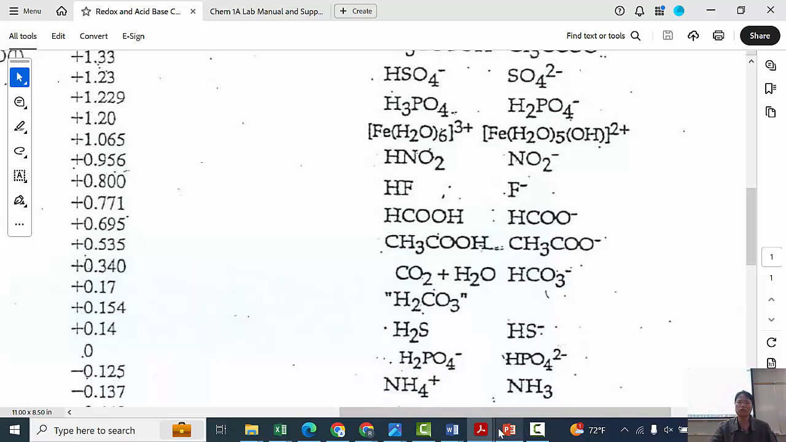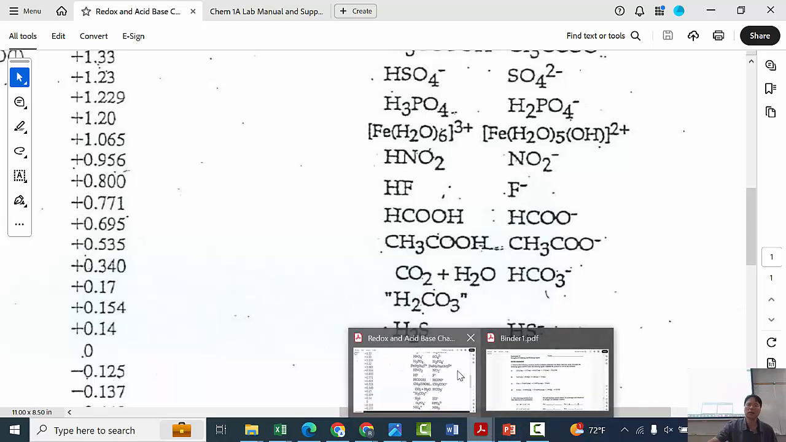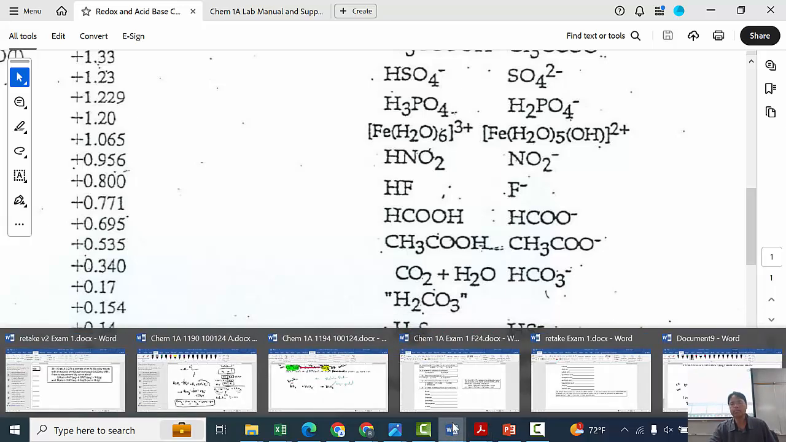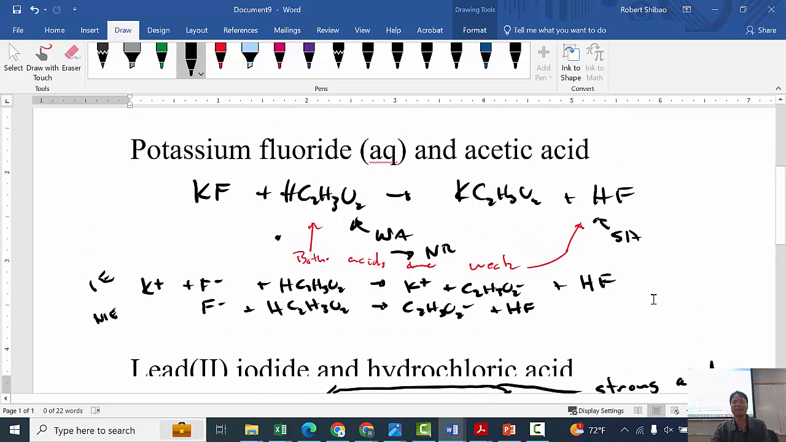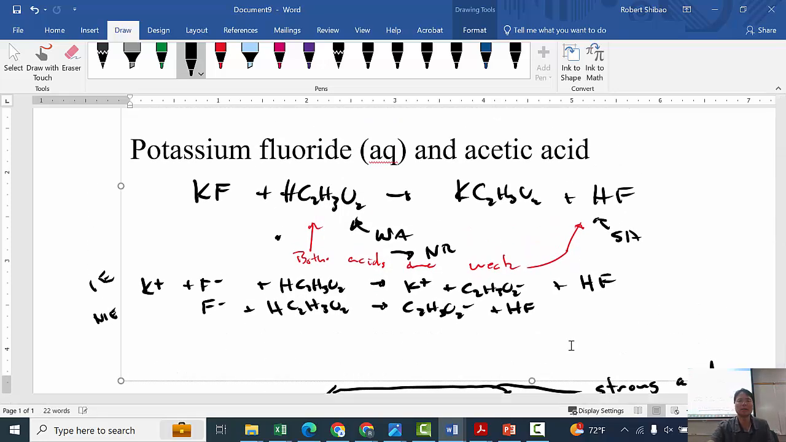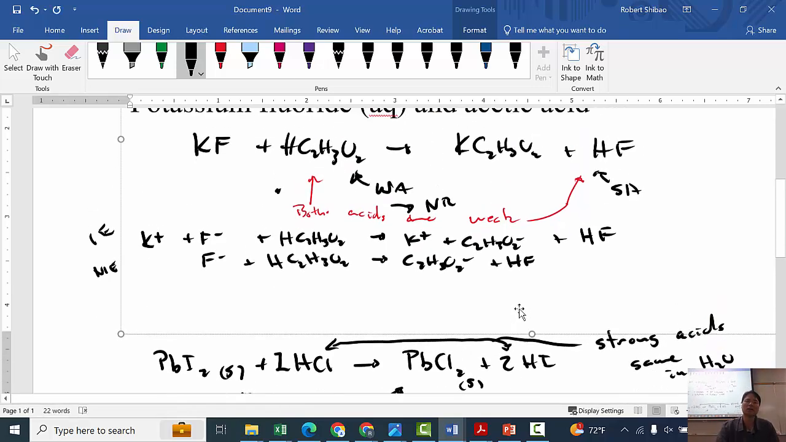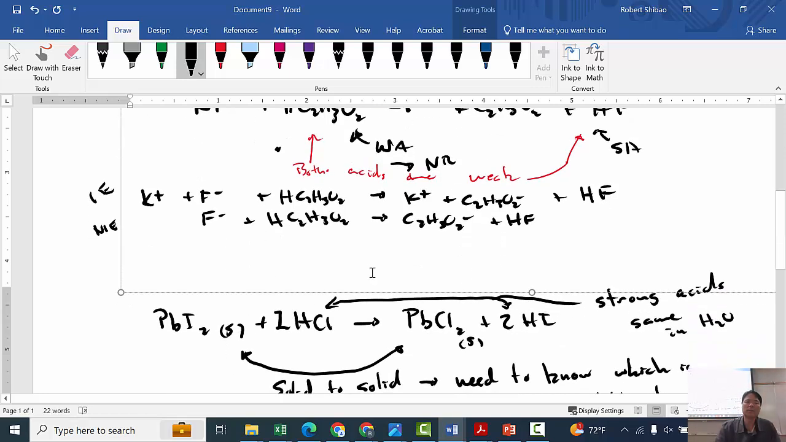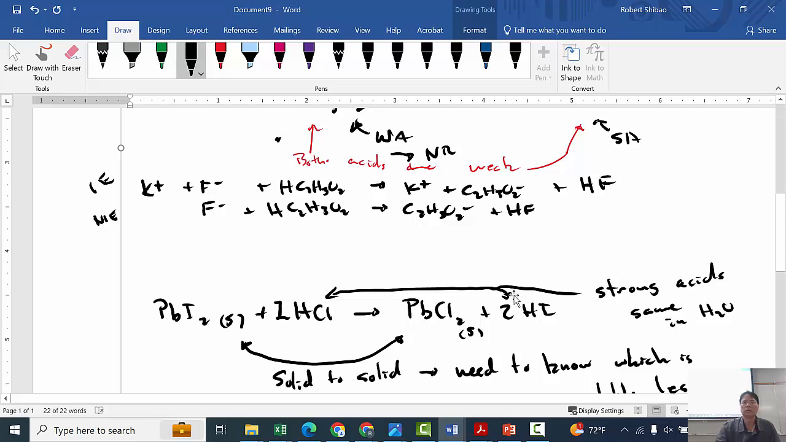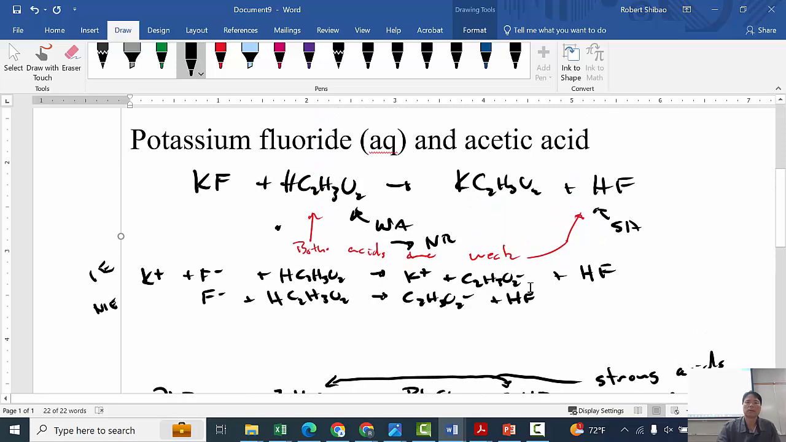And then some people had the charge on acetate. They left the charge on there. And so there are some minor things. For me, I like to write acetate like this, because it just makes double replacement reactions a little easier. However, if you write acetate the other way, let me show you what to do, after I talk about this.